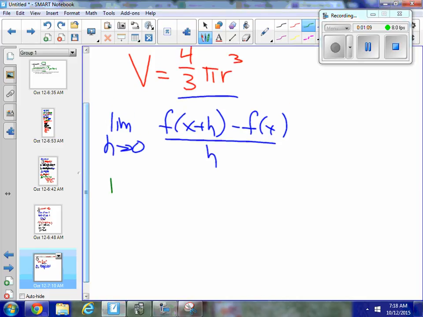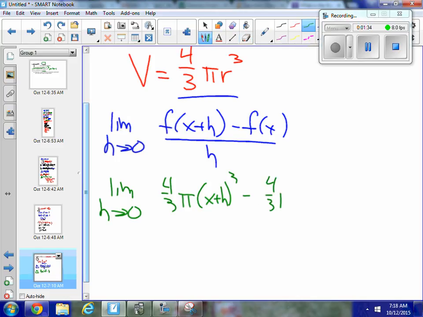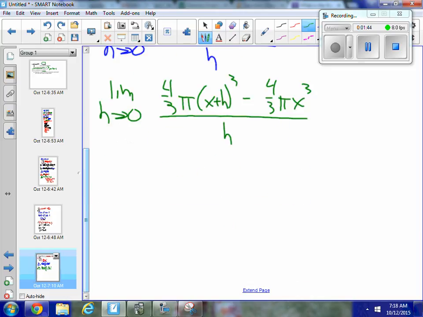I want the limit as h approaches 0 of 4/3 pi times (x plus h) cubed, minus 4/3 pi x cubed, using x instead of r, all divided by h. Okay, let's do some work.